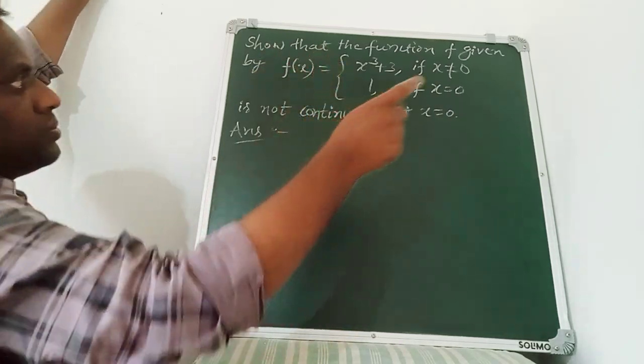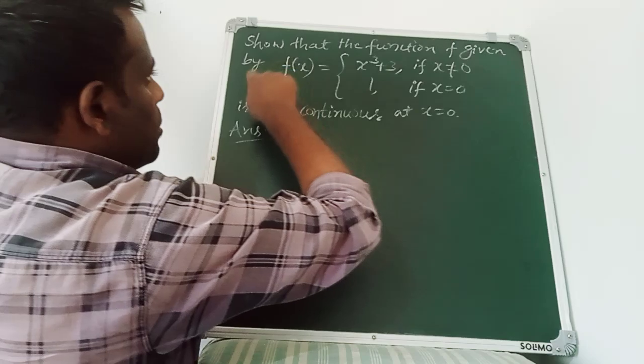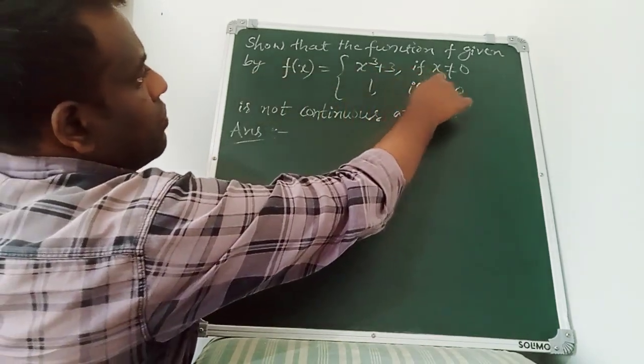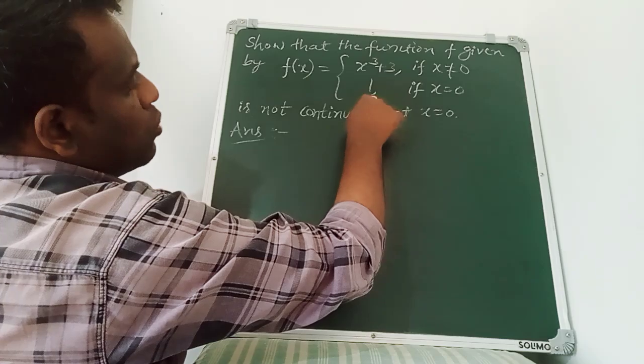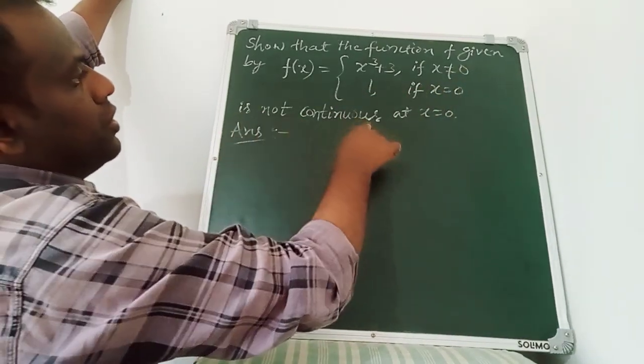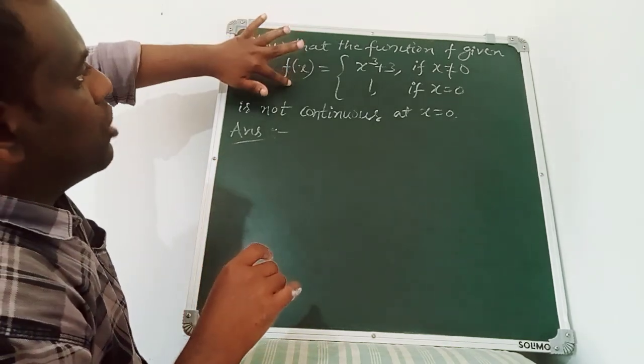Show that the function f given by f of x is equal to x cube plus 3 if x is not equal to 0, and 1 if x is equal to 0, is not continuous at x is equal to 0. See, the function f is given.